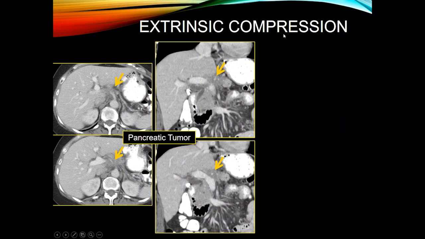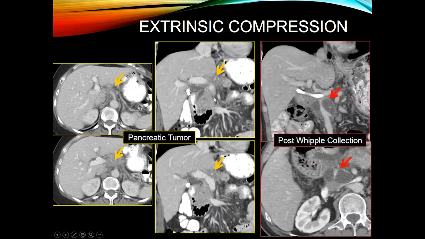Extrinsic compression is another potential cause of vascular narrowing. Again, we have the example of the pancreas tumor, which tends to encase the vessels and involve the surrounding vessels. And in this case, there's circumferential involvement and severe luminal narrowing of the celiac and its branches. This not only can be tumor, but extrinsic collection, such as this post-Whipple collection, causing narrowing of the portal vein.